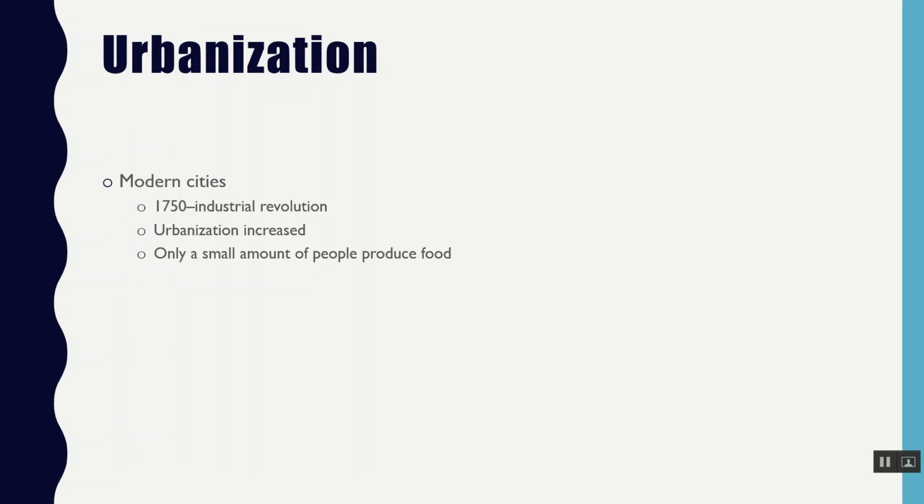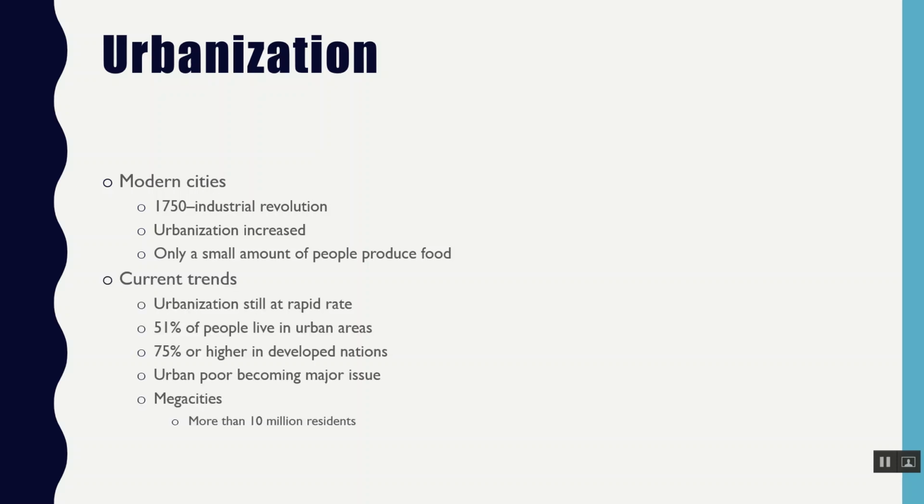Modern cities, those came about from 1750 on, post-industrial revolution or during the industrial revolution. At this point, we get urbanization increasing. You need a much smaller amount of people to produce food. So people are coming into the city for work, which is still happening today, especially in developing countries. Lots of high rates of urbanization in Asia and in parts of sub-Saharan Africa. Lots of people leaving the countryside. We need less people to grow food now, and they are coming to the city for work.